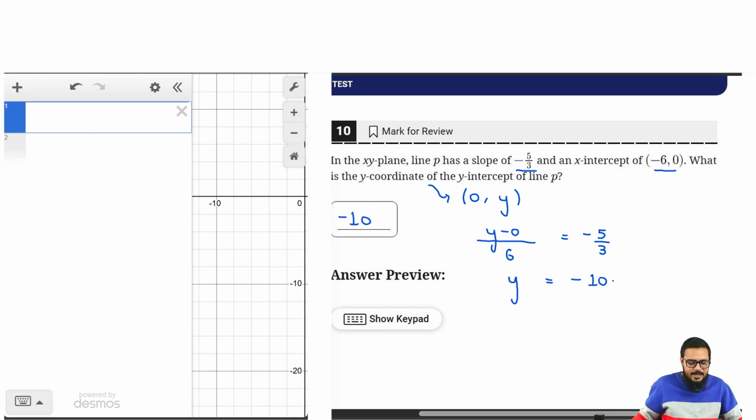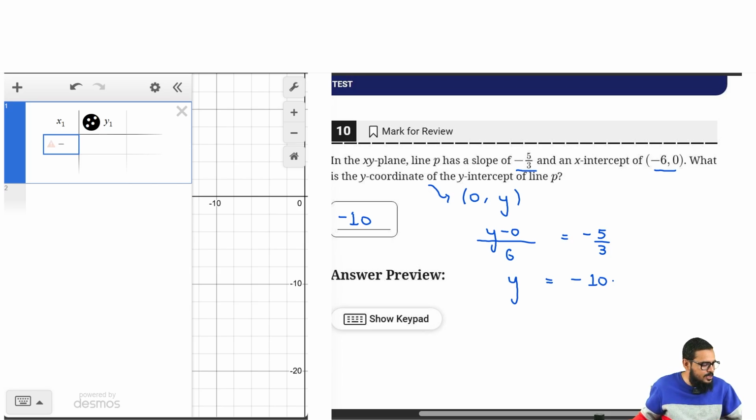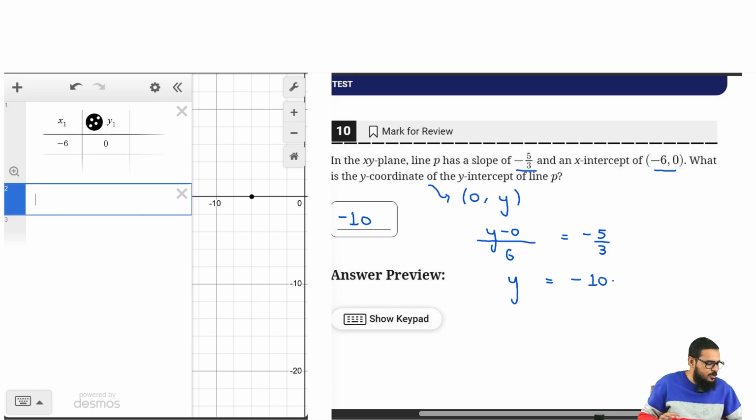You should be good with linear functions if you're appearing for the SAT, because that's 35% of the course, right? So minus 6 comma 0. And then I'm going to type this into my Desmos.